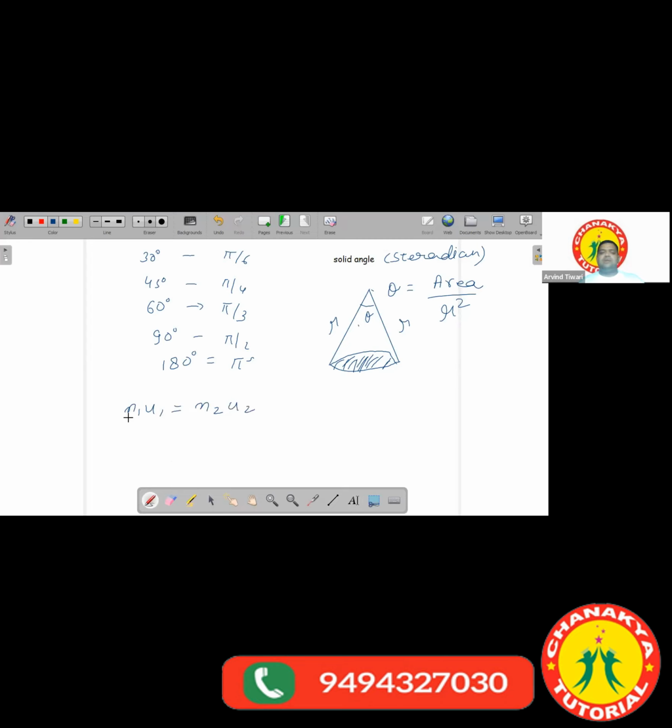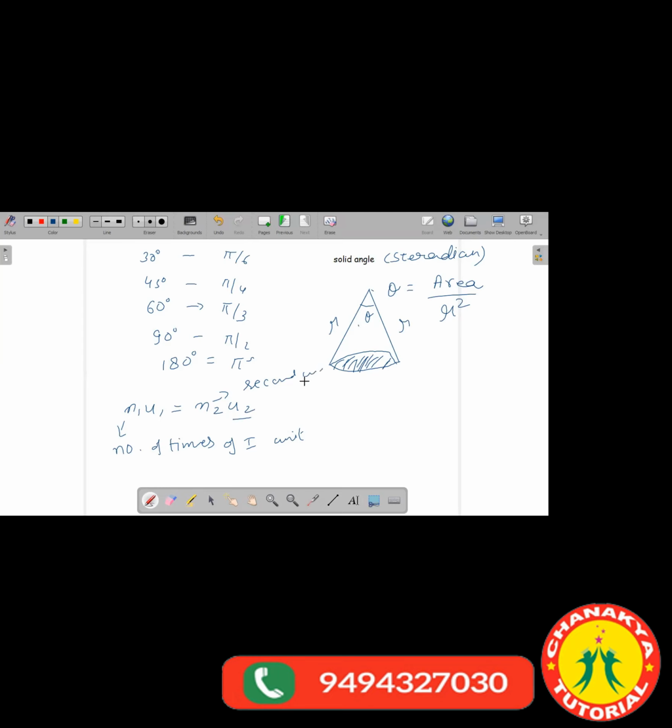Now, what do these different things mean? N1 means the number of times of the first physical quantity or first unit, and N2 is the number of times of the second unit. Whereas U1 and U2, they are the units themselves. So U1 is the unit in one of the systems of measurements. U2 is the unit in the second system of measurements.